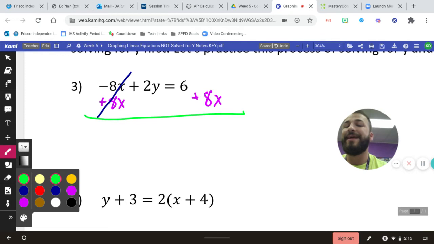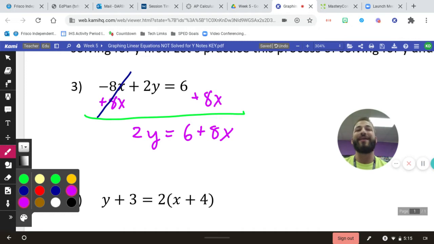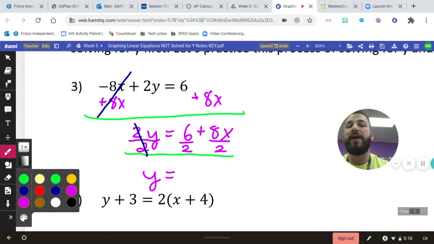Over on the right, 6 and 8x are not the same kind of term. So I end up with 2y is equal to 6 plus 8x. Notice how I did not add the 6 and 8 together, because 6 and 8x are not the same kind of term. Now I can deal with that 2 in front of y. I undo multiplying by 2 by dividing every term by 2. Once again, over on the left, the 2's cancel out. So we get y is equal to 6 divided by 2, which is 3, plus 8 divided by 2, which is 4x. So we have y is equal to 3 plus 4x.